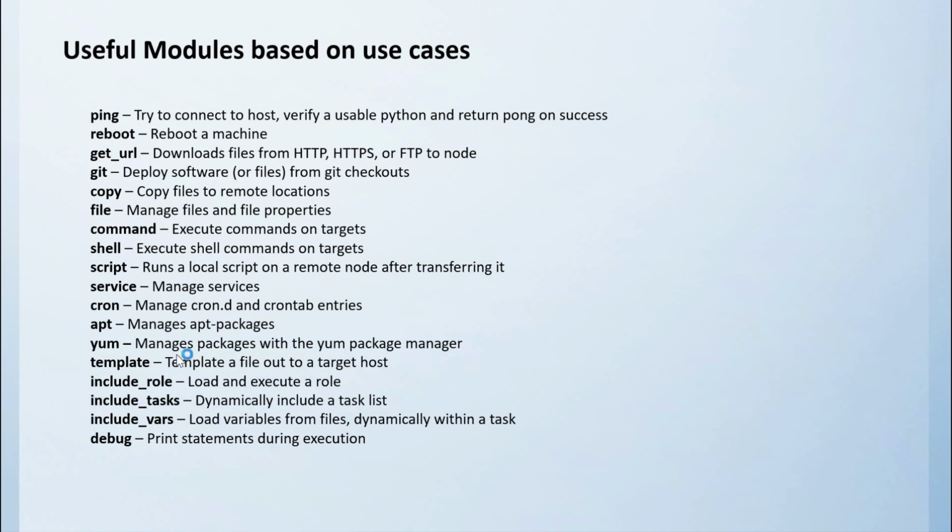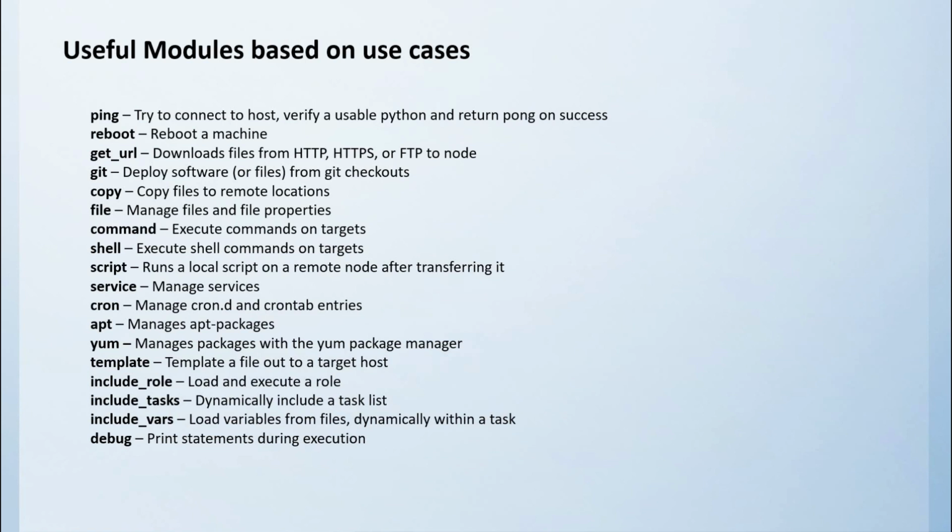Second is reboot. This module is used when we want to reboot a machine. Third is get_url. It is used when we have to download files from HTTP, HTTPS or FTP to a node. Fourth is git. It is used to deploy software or files from Git checkouts. If you want to clone a Git repository, you will use the git module.